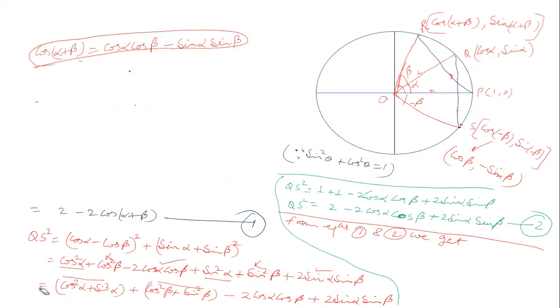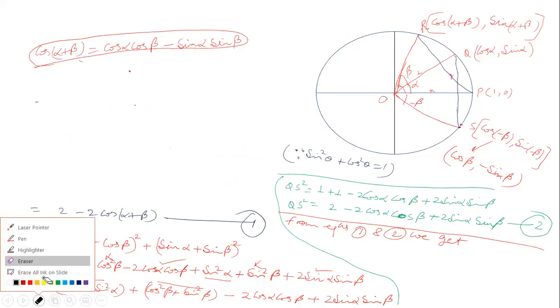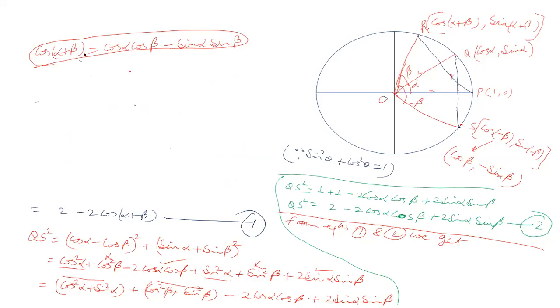We will get over here. We will write the value. That is, equation 1: 2 minus 2 cos(alpha plus beta) equals 2 minus 2 cos alpha cos beta plus 2 sine alpha sine beta.